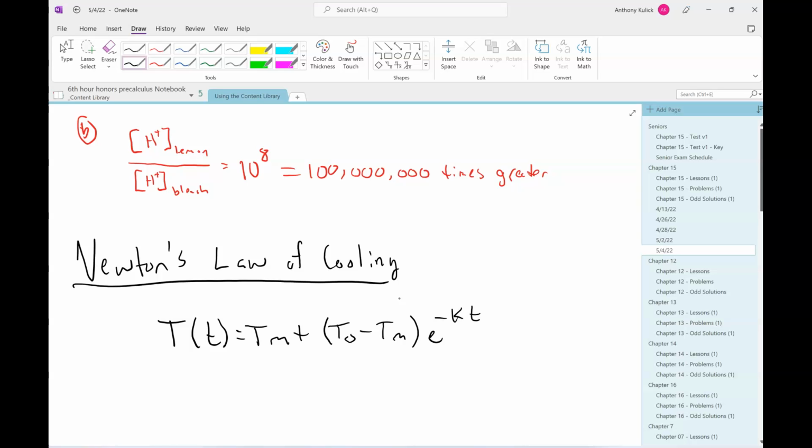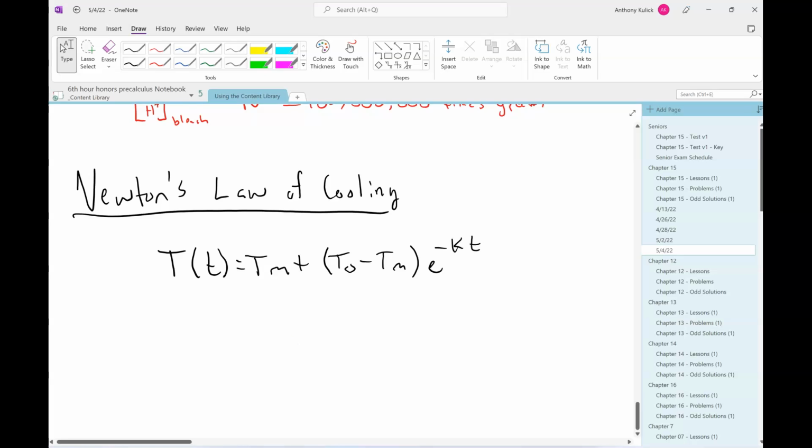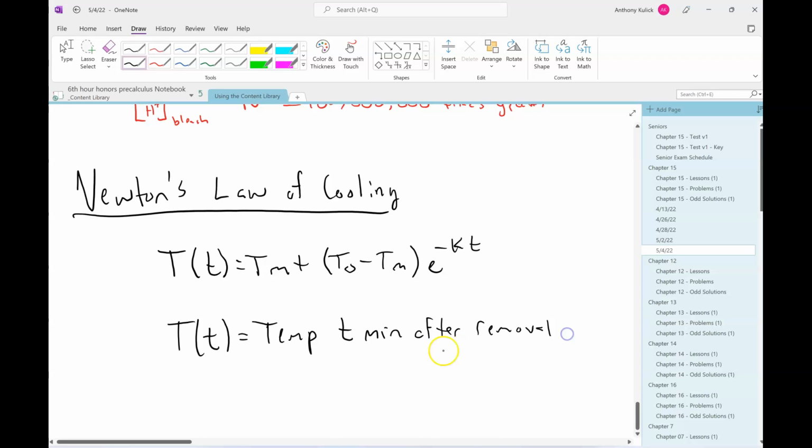So you can calculate how long it's going to take. Yeah, we definitely could do some experiments and definitely do that. It's totally recommended. All right, so the T of t is the temperature t minutes after removal from your heat source. So like after you take your pizza rolls out of the oven or microwave or whatever your preferred toaster oven, however you're making your pizza rolls.